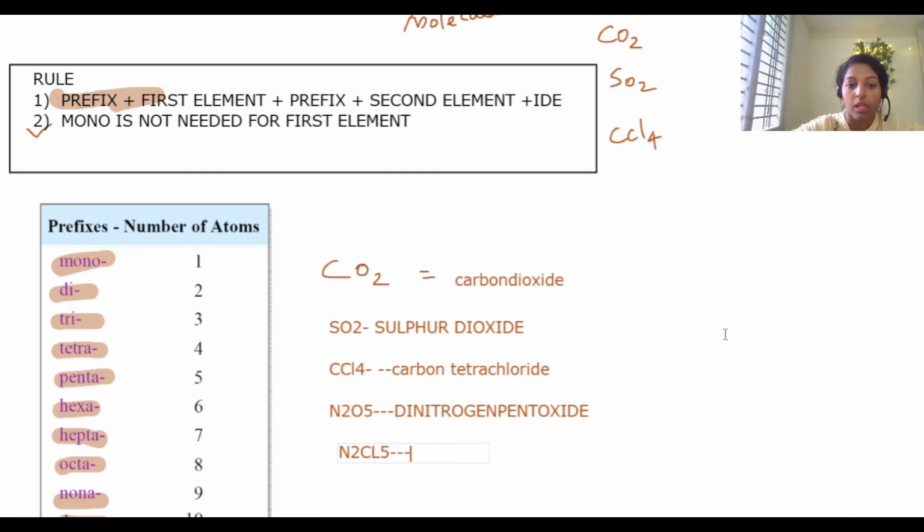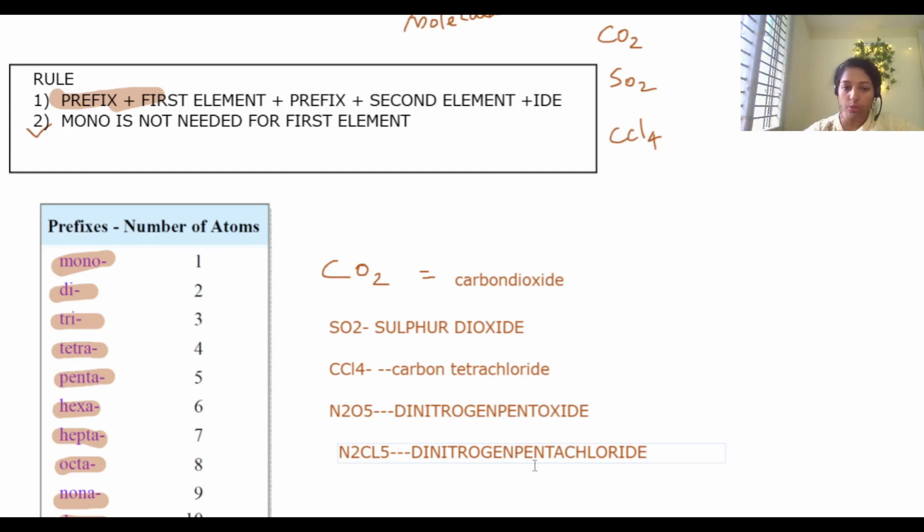How do you name it? This time, dinitrogen pentachloride. So pentachloride, like that you can write. So that's all the rules of covalent compounds.